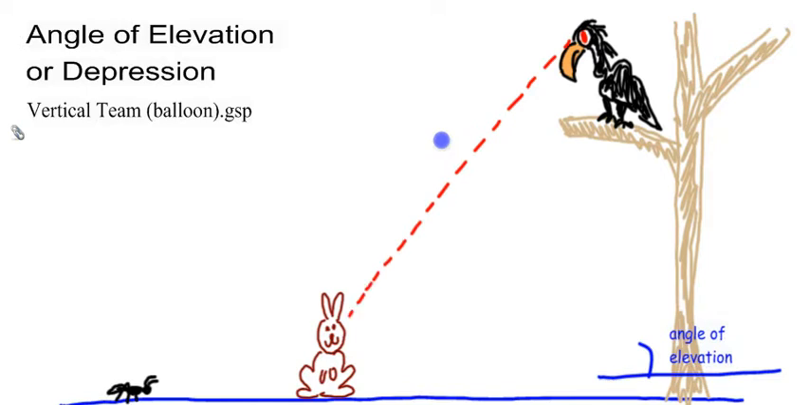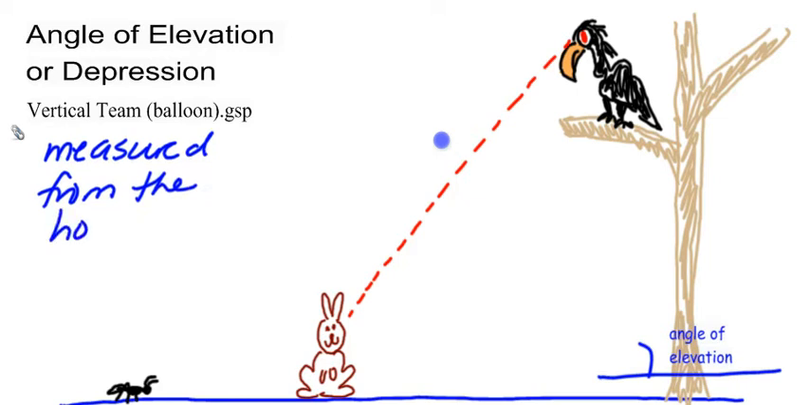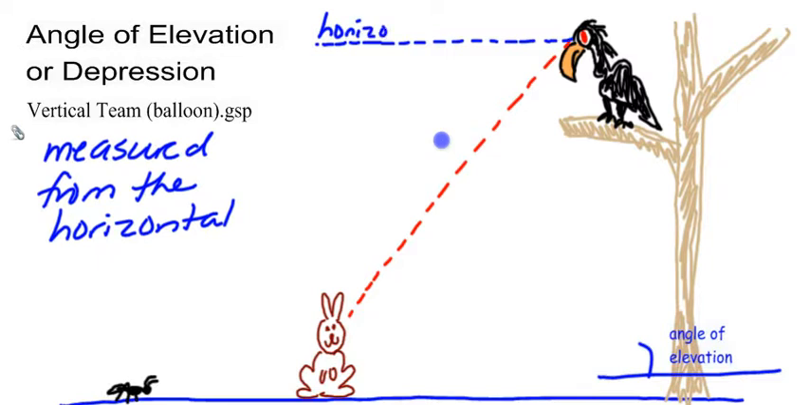Now, the angle of elevation and the angle of depression are always measured from the horizontal. So in this case, I'm going to be looking at how far down the vulture is looking. If the vulture was just looking out in a horizontal direction, this would be a horizontal line of sight. This vulture is now looking downward, so this angle has depressed or gone down. So this is an angle of depression.